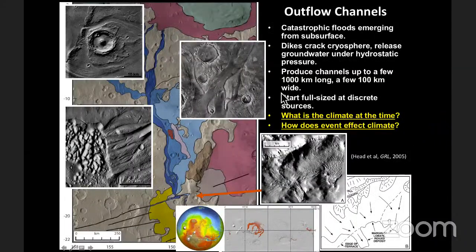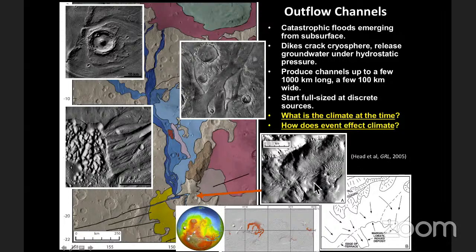So these things are amazing, these outflow channels. I could talk forever on these things because they're so interesting. You can see here at a scale of a couple hundred kilometers across, these teardrop-shaped islands, they're just absolutely amazing. Massive amounts of water flooded out from the circum-Tharsis region around this area here and into the northern lowlands.